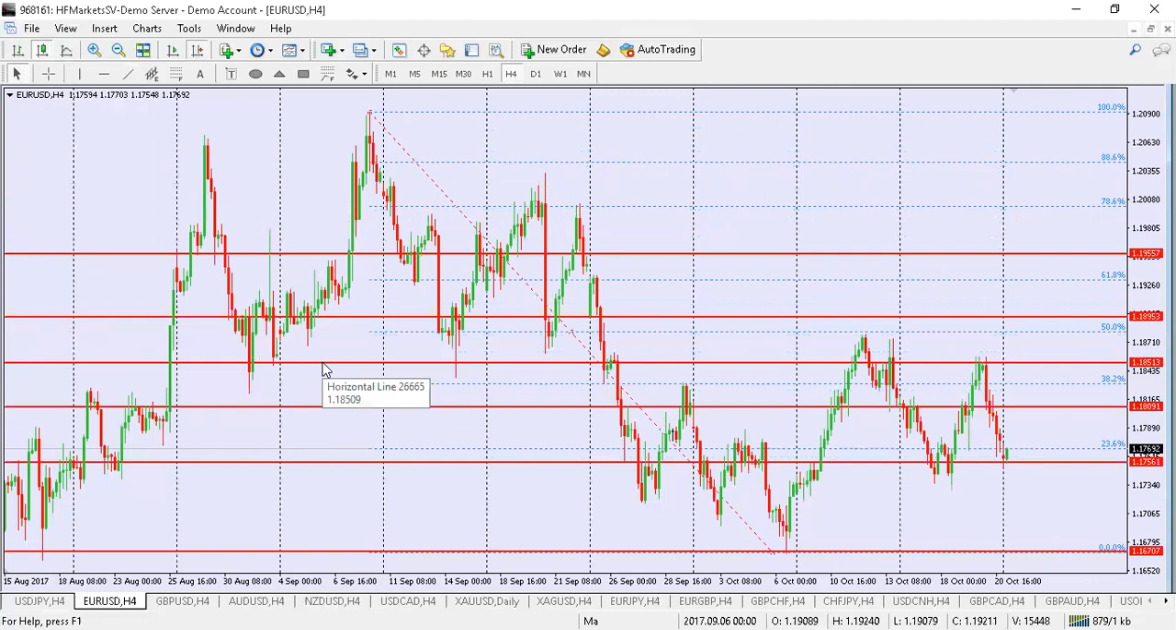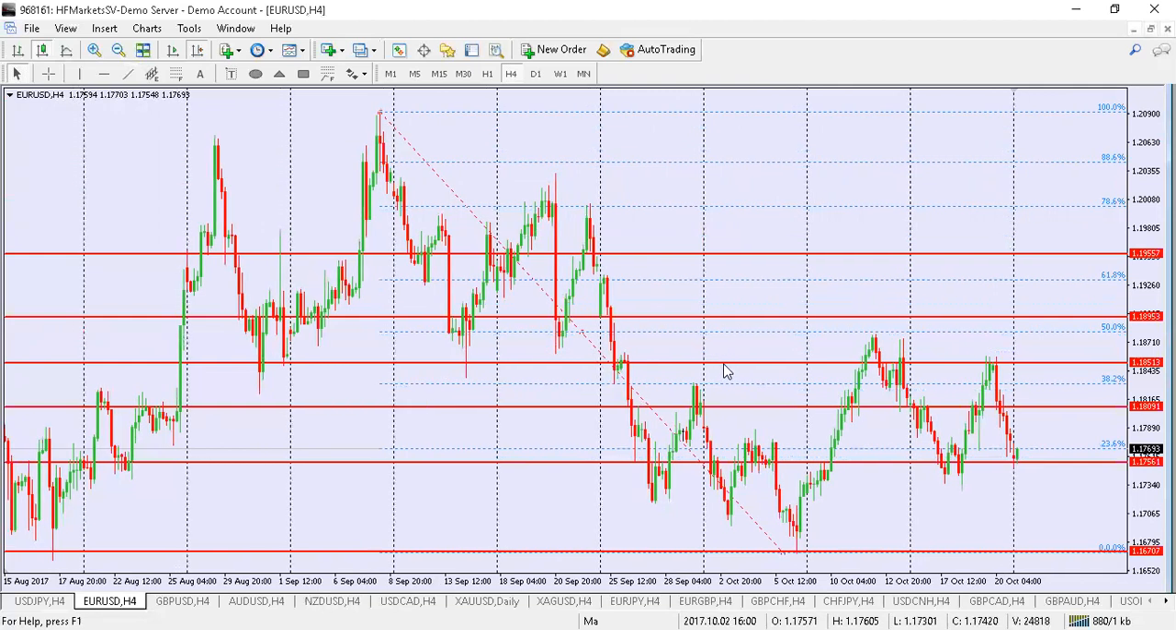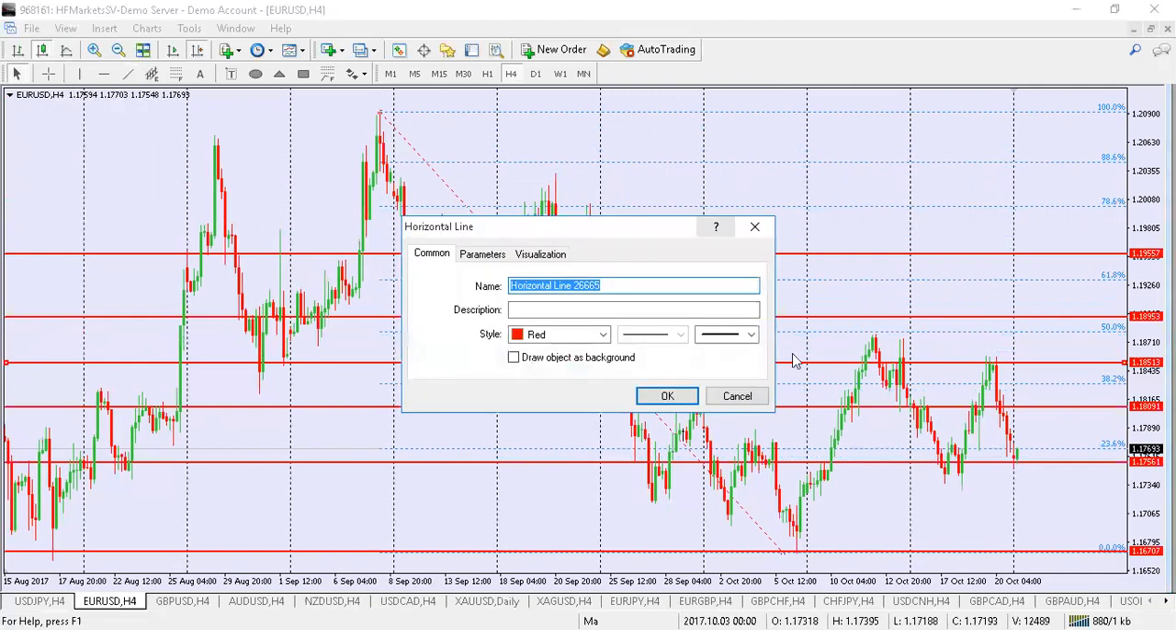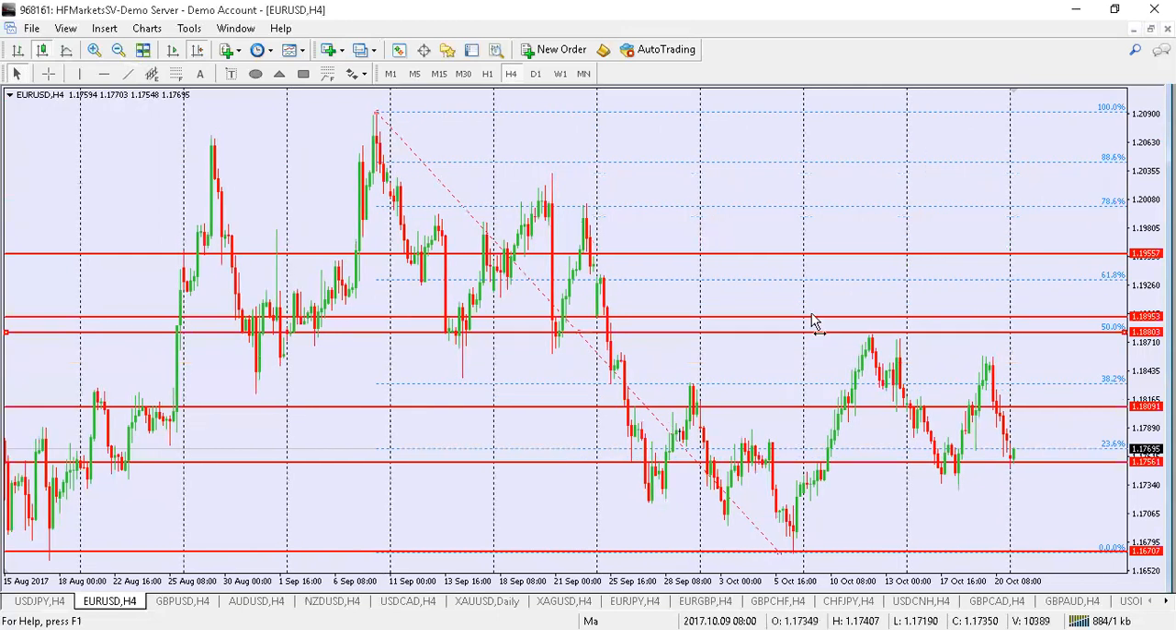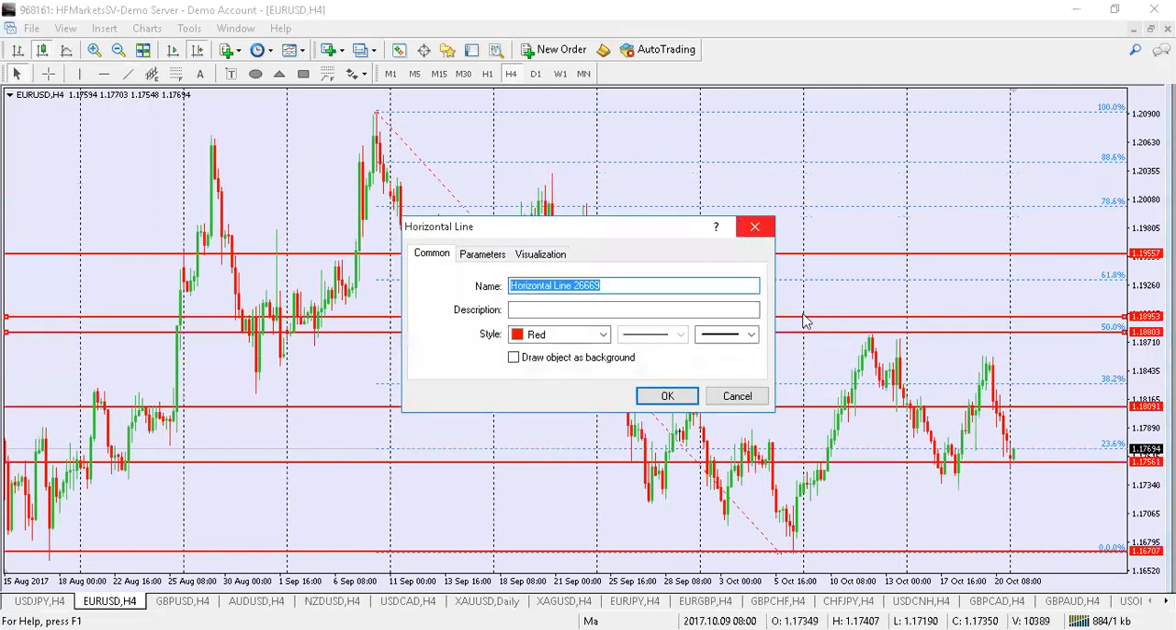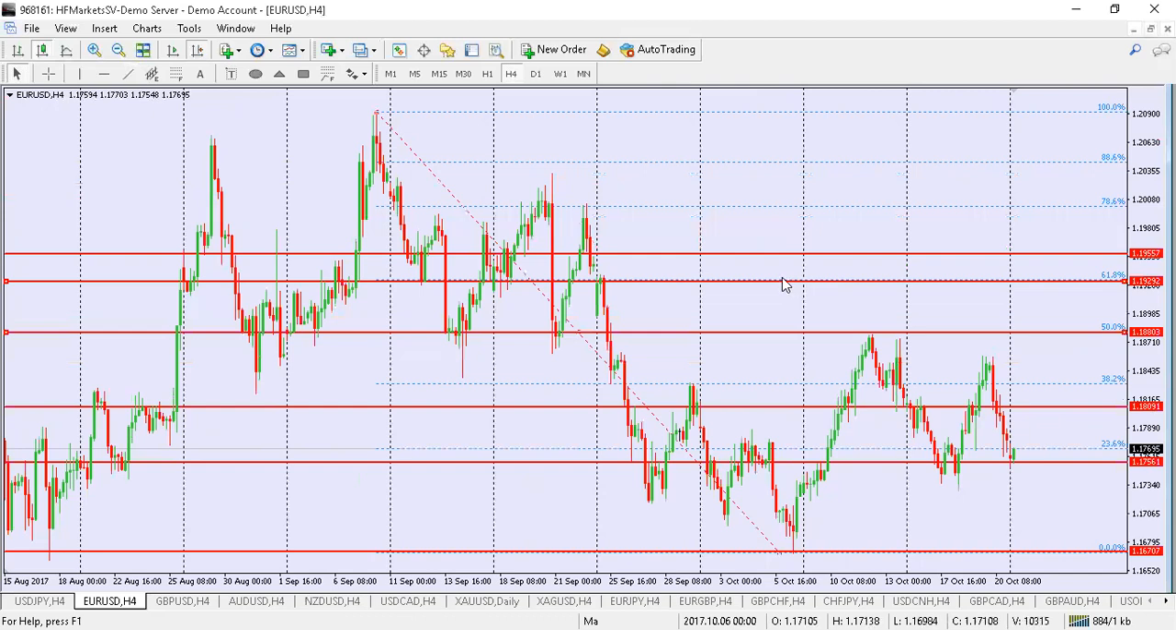As soon as I draw it from there, this becomes my 50. I hope you see that this one was a perfect bounce. Then this becomes my 61.8. So when you're drawing these retracements, they are highly subjective. All right. You get me? They are highly subjective.